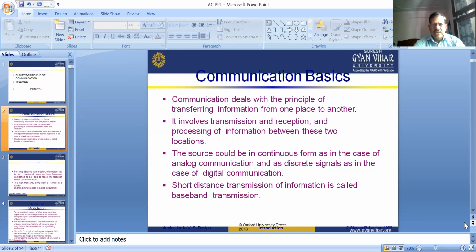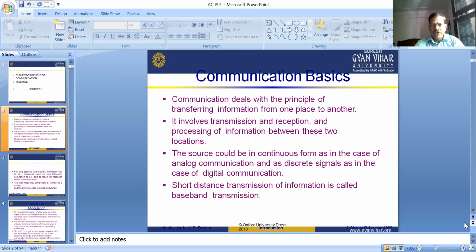There are two locations we basically use in a communication system. The first one is the transmitter part and the second one is the reception part. So the information is transmitted between two points, source and destination, that is, the transmitter and receiver parts.